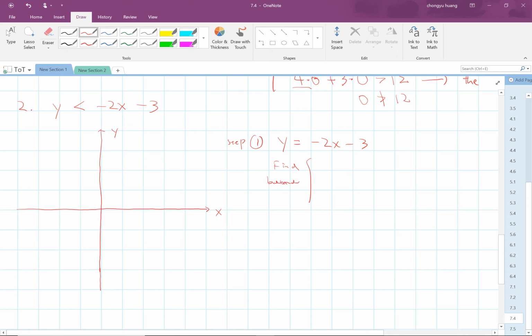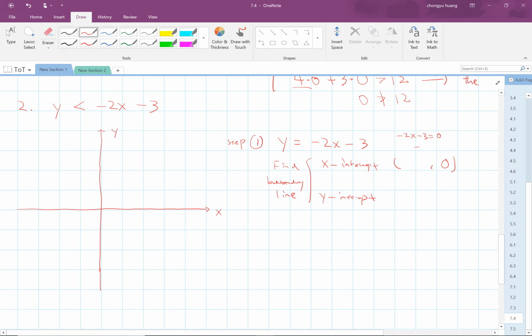Okay, you want to find the boundary line. How you find the boundary line is you basically find the x-intercept and the y-intercept. Okay, that's basically the steps. For the x-intercept, you're letting y equal to 0. So let me actually calculate a little bit.